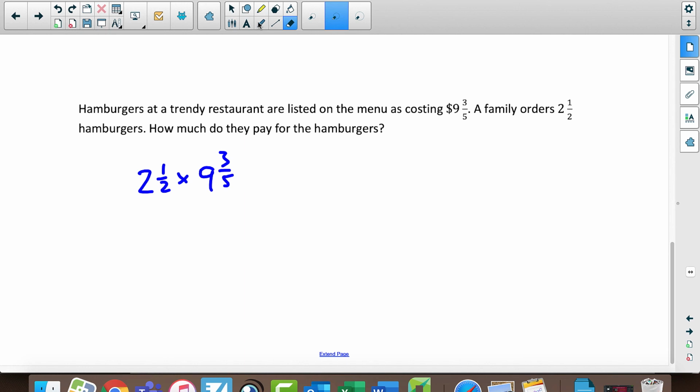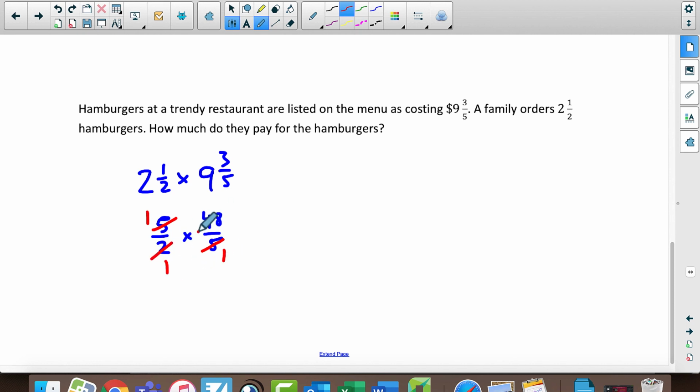Got to switch them both into improper form. 2 times 2 is 4, plus 1 is 5 over 2. And 9 times 5 is 45, plus 3 is 48 over 5. Oh, we can definitely get rid of the 5s right away. They become 1 and 1. And we can get rid of the 2 and the 48 because you can divide them both by 2. 48 by 2 is 24. Surprise, you end up with another number over 1. It's 24 over 1, which means they are paying $24 for their dinner.